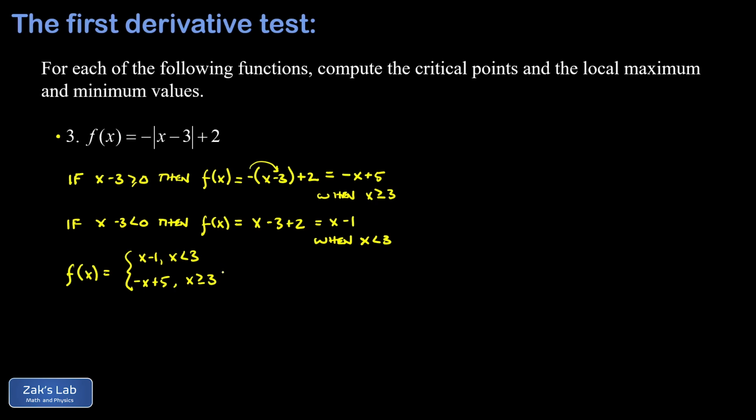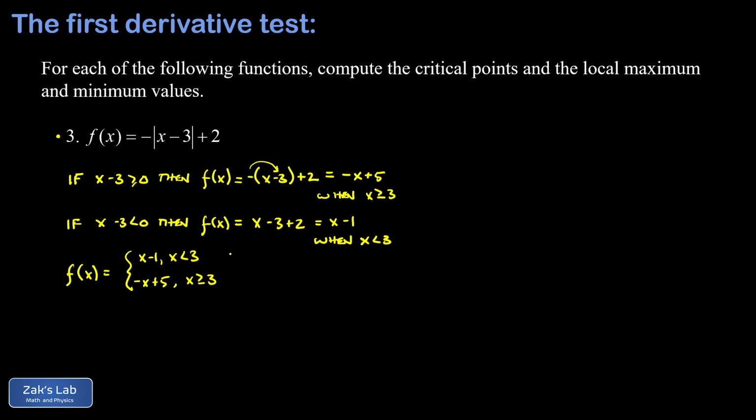So if I'm not at the point x equals 3, the slope of this thing is going to be well defined. When x is less than 3, I have a slope of 1. That's just the derivative of x minus 1. And then if I'm to the right of 3, I have a slope of negative 1. It's just the derivative of negative x plus 5.